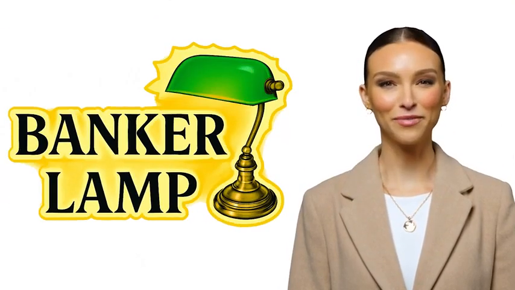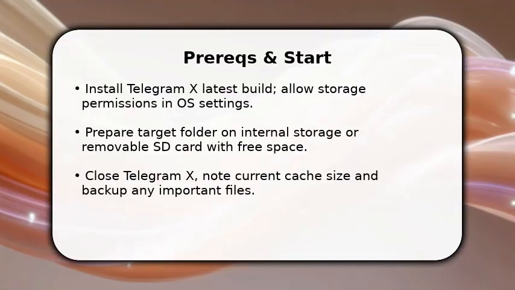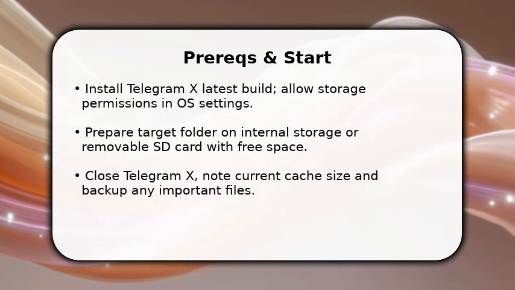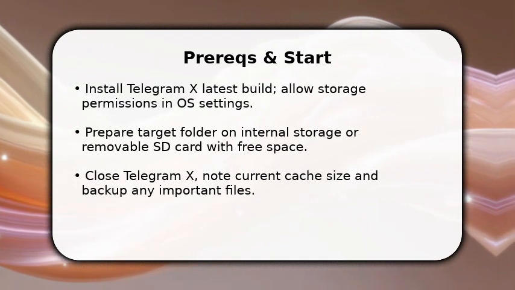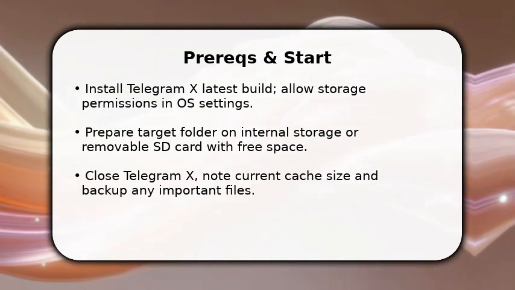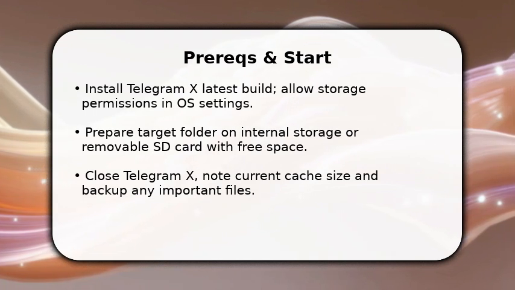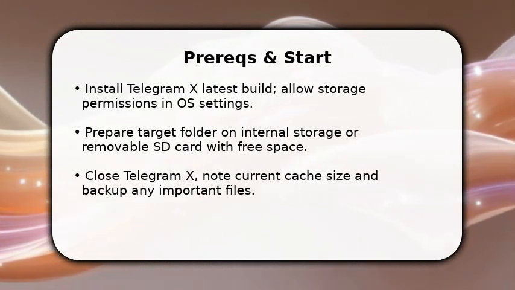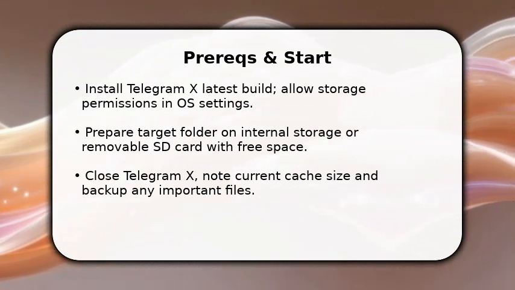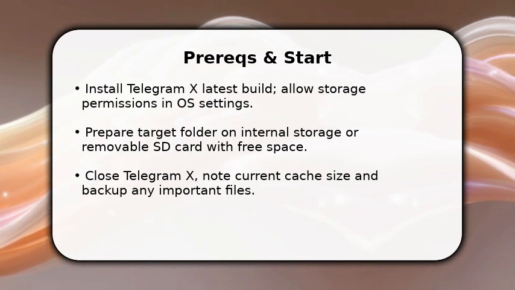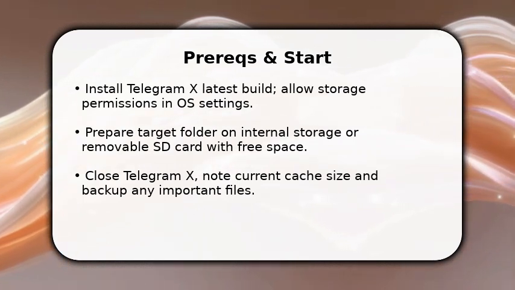Please enjoy the video. You have Telegram X installed and storage permission granted. Now start the change. First, create or choose the target folder on internal or SD storage and confirm available space. Once done, close Telegram X to avoid file locks and make a quick backup of any media you don't want moved. You're doing this to control download location and save primary storage.